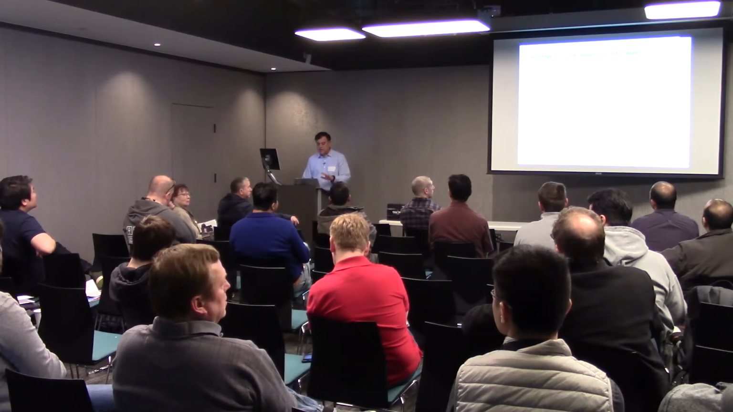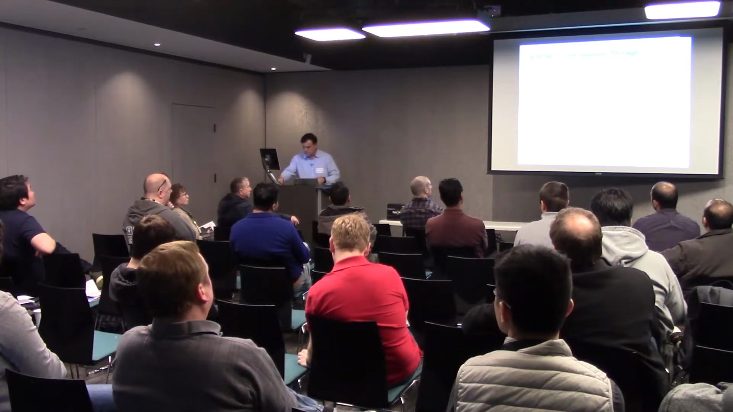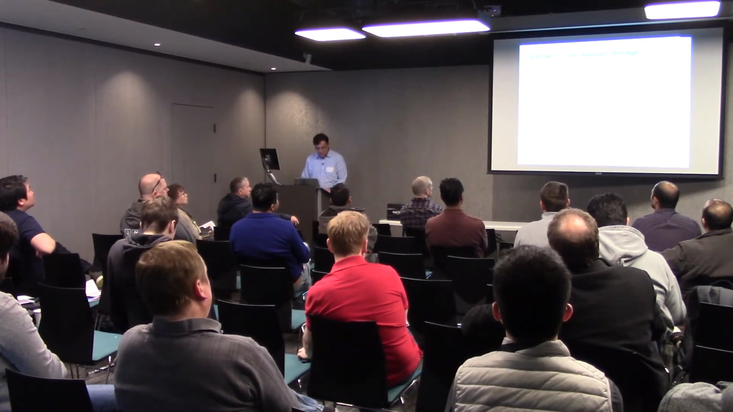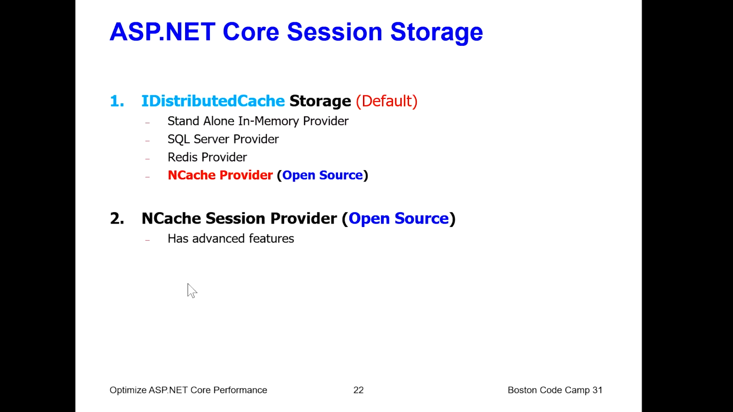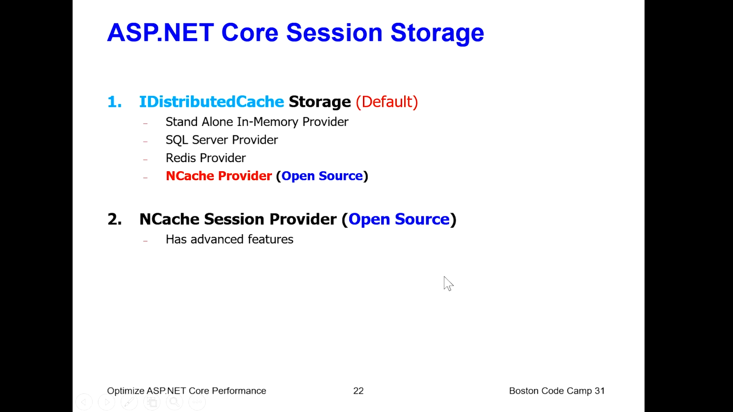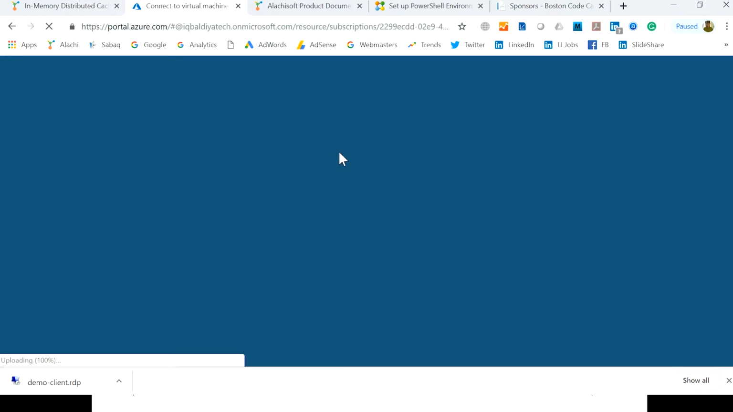Okay. Let me now show you what NCache looks like, or what any cache would look like. I am logged into Azure, and I have gotten some VMs in Azure.